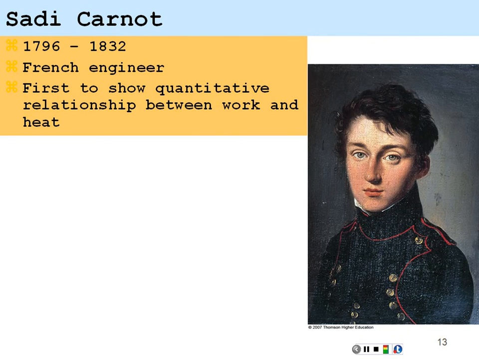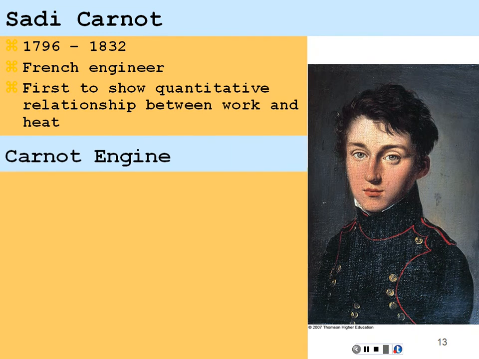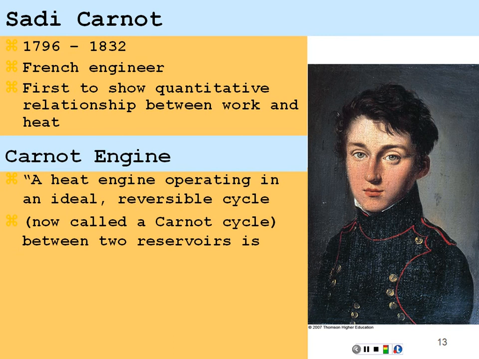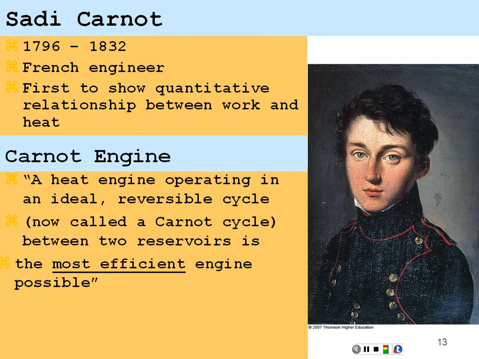First, to show the quantitative relationship between work and heat. Coincidentally, he devised the Carnot engine, which actually has his name. A heat engine operating in an ideal reversible cycle, now called the Carnot cycle, between two reservoirs, is the most efficient engine possible, because every step of the way is reversible.